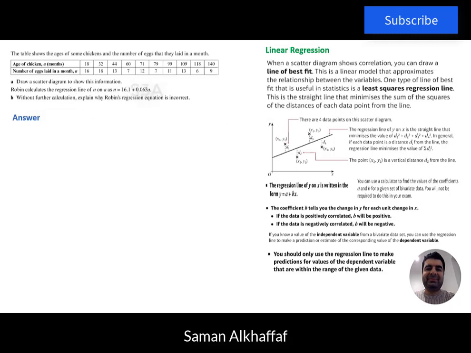In this example, the table shows the ages of some chickens and the number of eggs that they laid in a month. So we have a table that shows the age of chicken and the number of eggs laid in a month. In the first part of the question, we are asked to draw a scatter diagram to show this information, and Robin calculates a regression line of n on a as n equals 16.1 plus 0.063a.